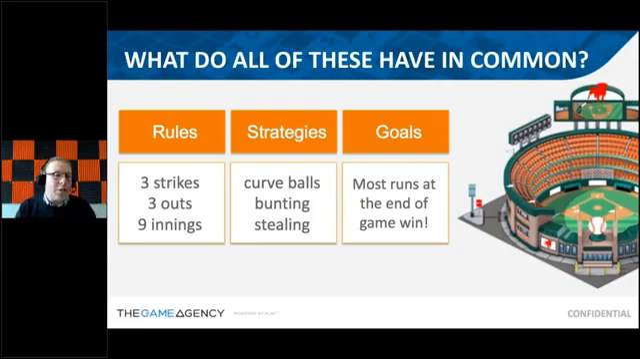So rules: three strikes, you're out; three outs, and the inning's over; nine innings and the game is done. Strategies: you might want to try a curveball or a bunt or steal. And the goal is to get the most runs at the end of the game, right? But if you map to each of those things, someone will understand not only what they need to do, figure out the best way to do it, and they're going to accomplish it at the end of the day.